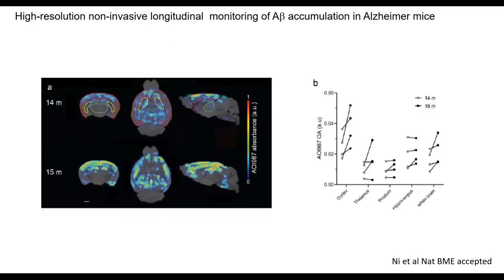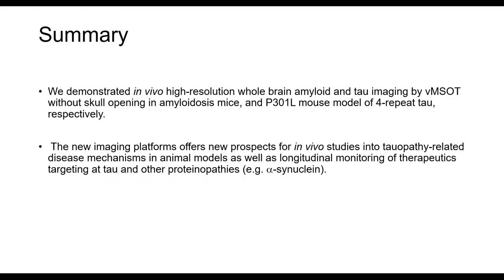In the previous study, we have so far only performed a very short longitudinal study, including 14-month-old APP mice followed up to 1 month. However, we can observe a consistent signal increase among the mice. A longer period of monitoring will be needed to validate such a method. In summary, we demonstrate in vivo high-resolution whole-brain amyloid and tau imaging by photoacoustics without a skull opening in amyloid mice as well as in four-repeat tau mice. Such an imaging platform offers new prospects for in vivo study into amyloid and tau related mechanisms. In addition, it will potentially enable imaging of other proteinopathies such as alpha-synuclein.